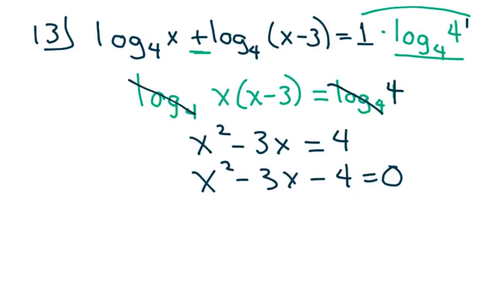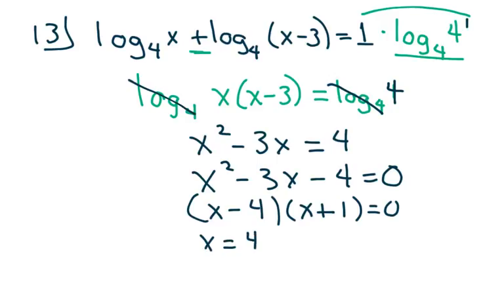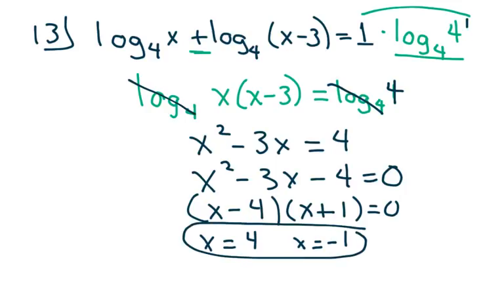So I get x minus 4 times x plus 1 equals 0. So we have x equals 4, or x equals negative 1. Now let's plug these in and make sure they both work. If I plug 4 in here, 4 minus 3 is 1. That works. However, if I plug in negative 1, I'm going to get a negative 4 here. And that can't work. So I have to disregard the negative 1. And my solution set is 4.